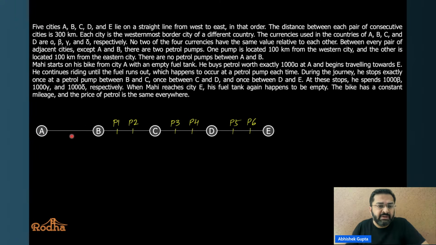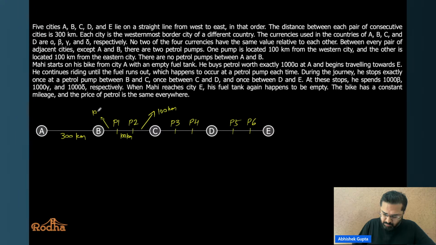What is happening here? Between A and B, no petrol pumps. Between B and C, two petrol pumps. What is this distance? 100. This is 100. This is 100. This distance is 300. Let me write this as well. But here this would be 100, 100, 100. Now, this is 100. Can you understand this now?